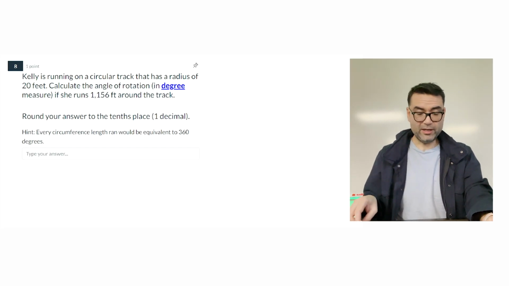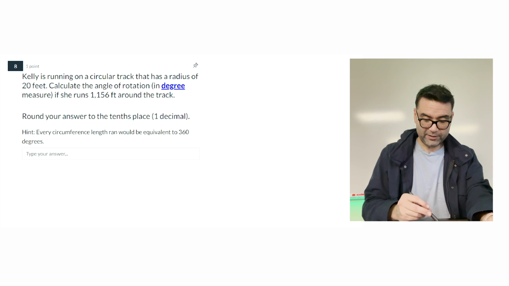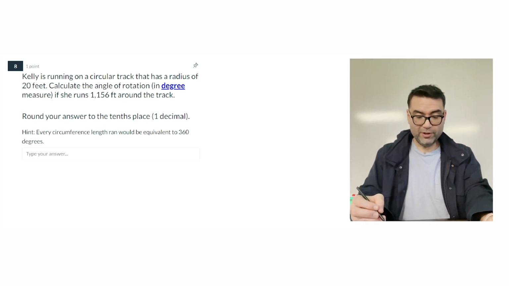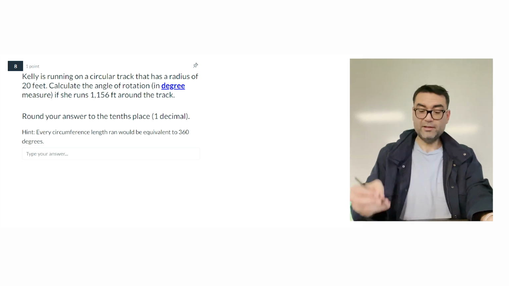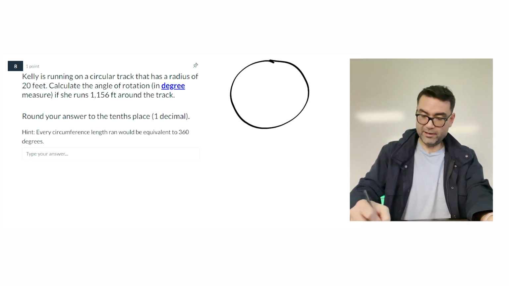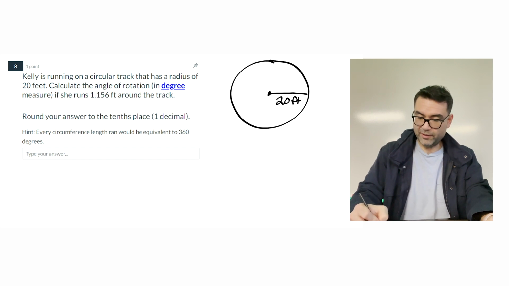Okay, Kelly is running on a circular track that has a radius of 20 feet. So very similar question. If she runs 1,156 feet around the track, we're going to calculate the angle of rotation in degrees now. We have the circular track, it's the same radius, 20 feet, and we're going to use the same formula: S equals R times theta.